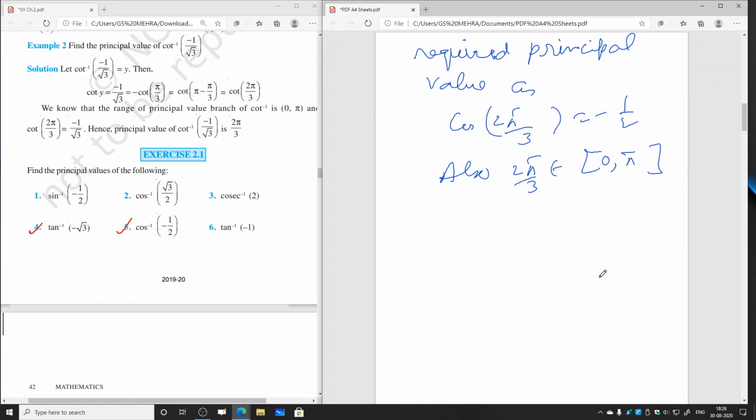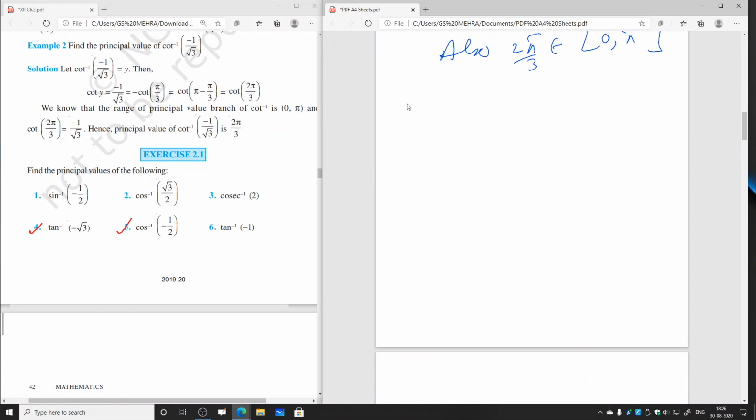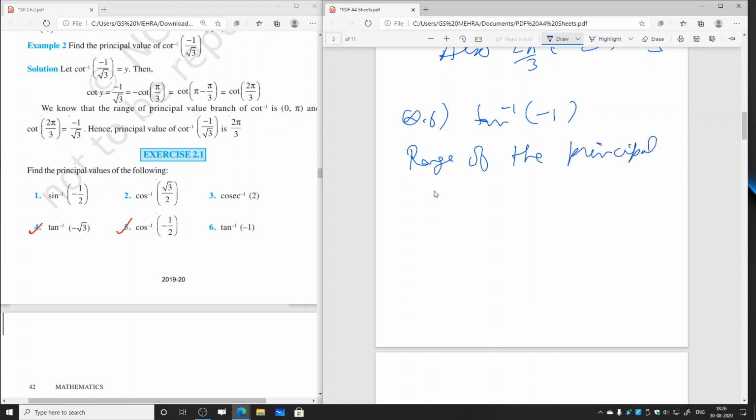Now, let us go to the sixth one. Question number 6. Tan inverse minus 1. For tan inverse minus 1, we know the range of the principal value branch of tan inverse is the open interval minus pi by 2 to pi by 2. So let tan inverse minus 1 equal to y.